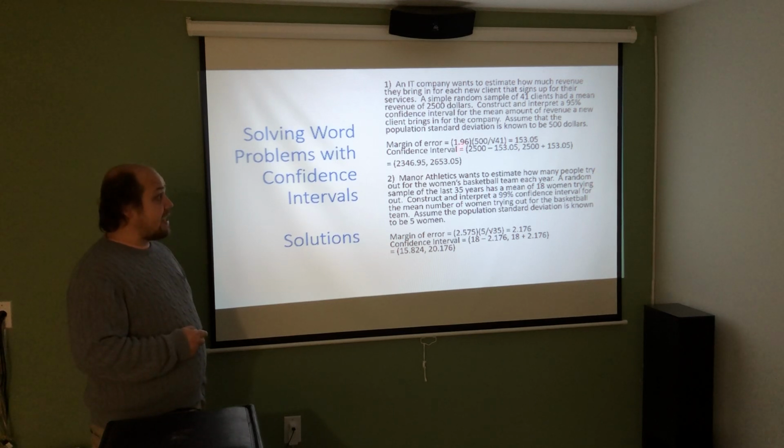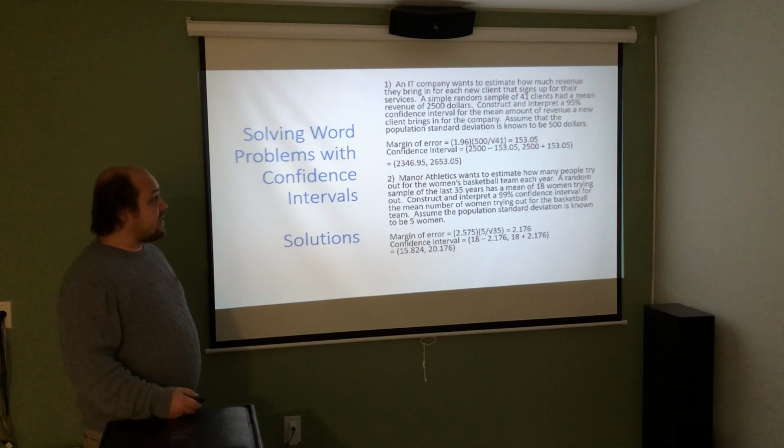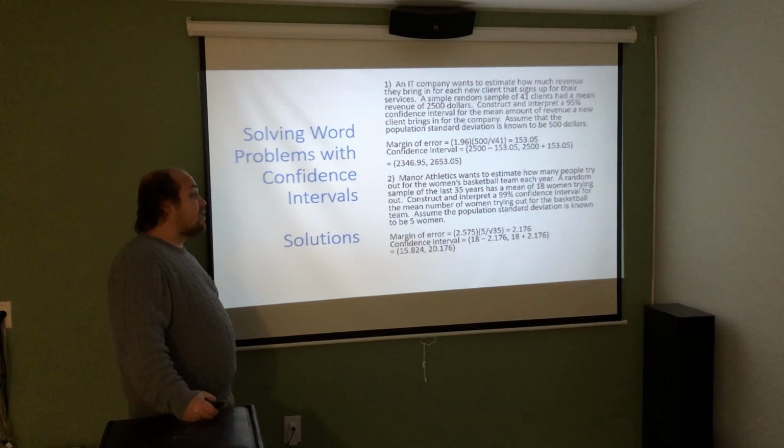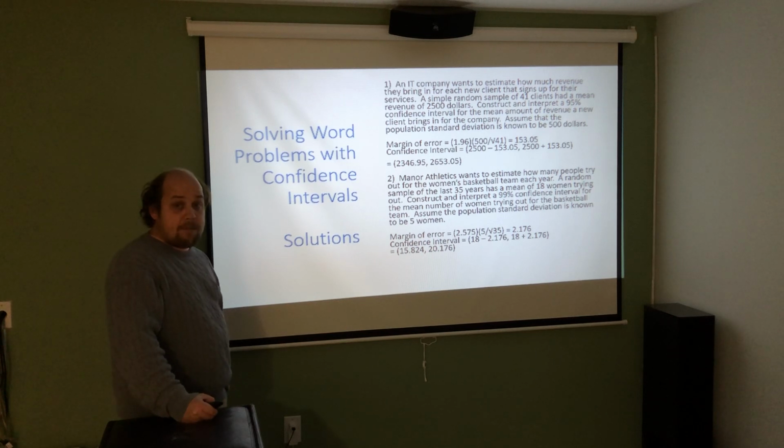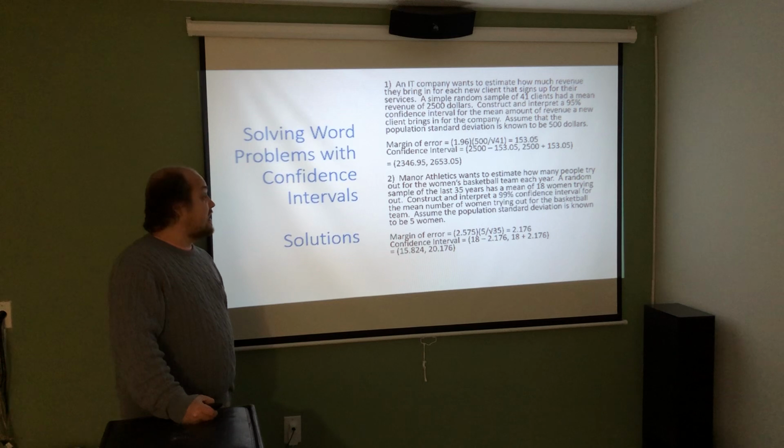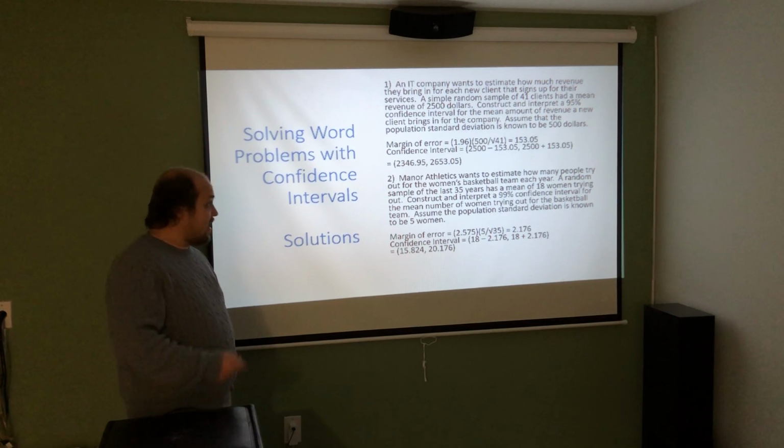For the first one, I calculate margin of error as 1.96 times 500 over root 41, which is 153.05. If I then take the given sample mean and subtract, then add, I get a final confidence interval of 2346.95 to 2653.05. So the true population mean amount that a new customer brings into this company, we're 95% sure it lies between these two numbers.